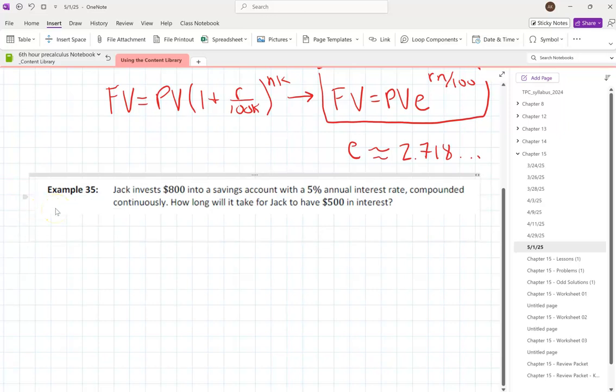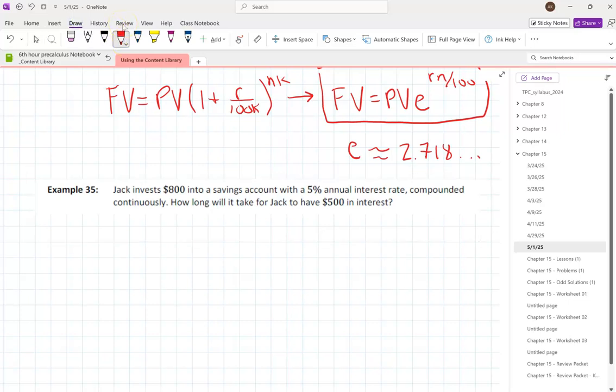Jack invests $800 into a savings account with 5% annual interest compounded continuously. So as soon as I see that, I know I'm going to be using that continuously compounding interest formula. How long will it take for Jack to have $500 in interest? So how long is it talking about the value for N? I see I have a PV, I have an R, but $500 in interest is not a future value though, right? But we can make it one.